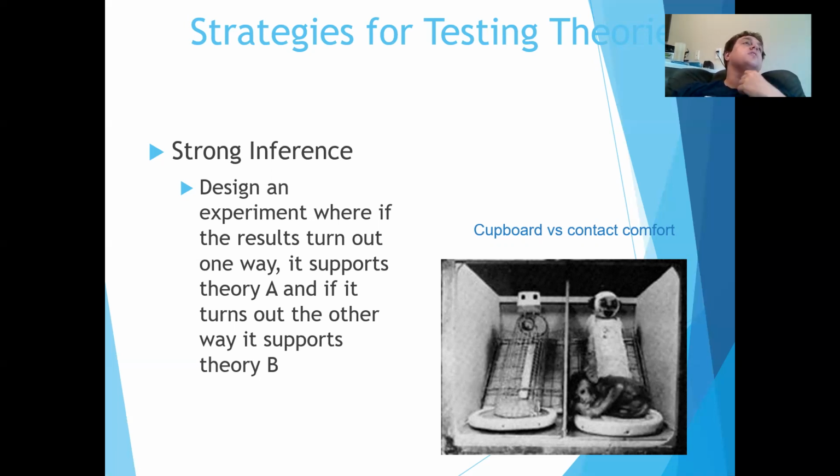So that suggests that it's not really the food that's causing the attachment. It's the comfort part, because they go to the food occasionally, but when they're not currently hungry, they want to be comfortable. So it's comfort that's causing the attachment more so than the food. This would be an example of strong inference, because we infer from this that because they chose the comfortable option but not the food option, it is the comfort that is attracting them.